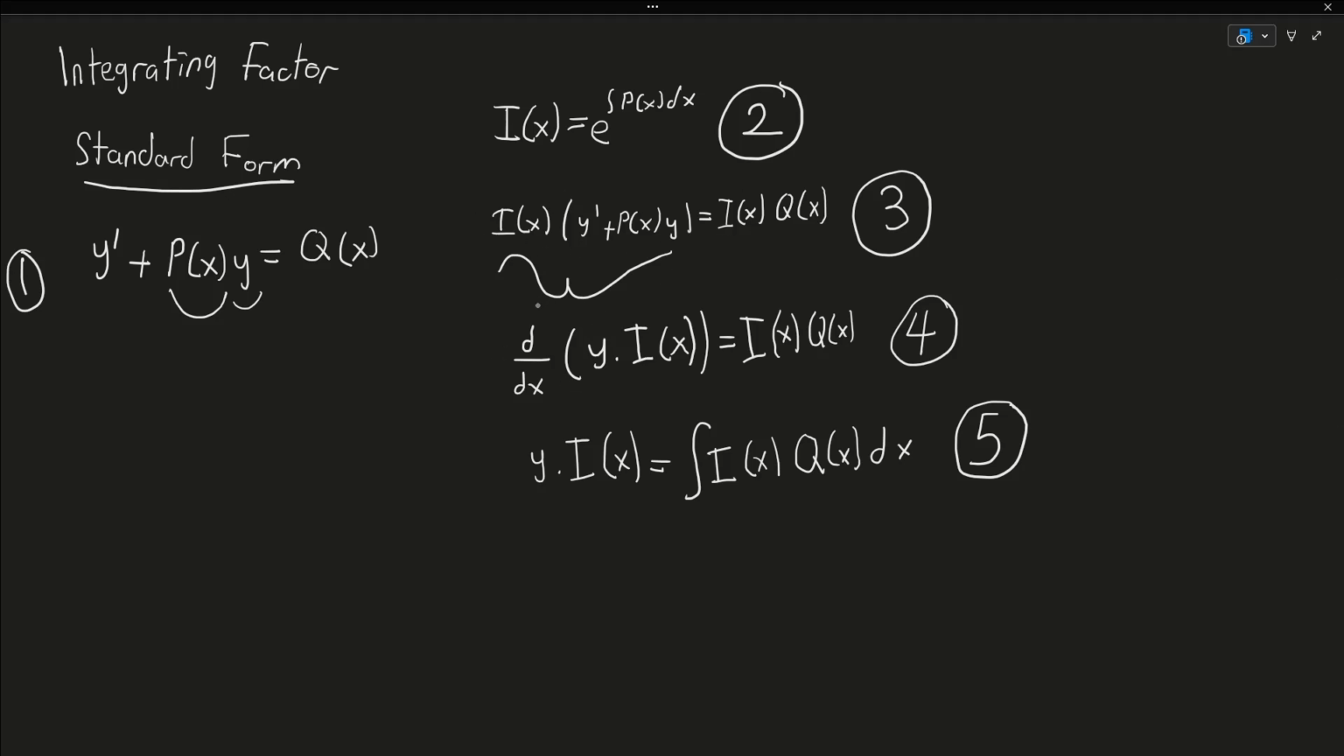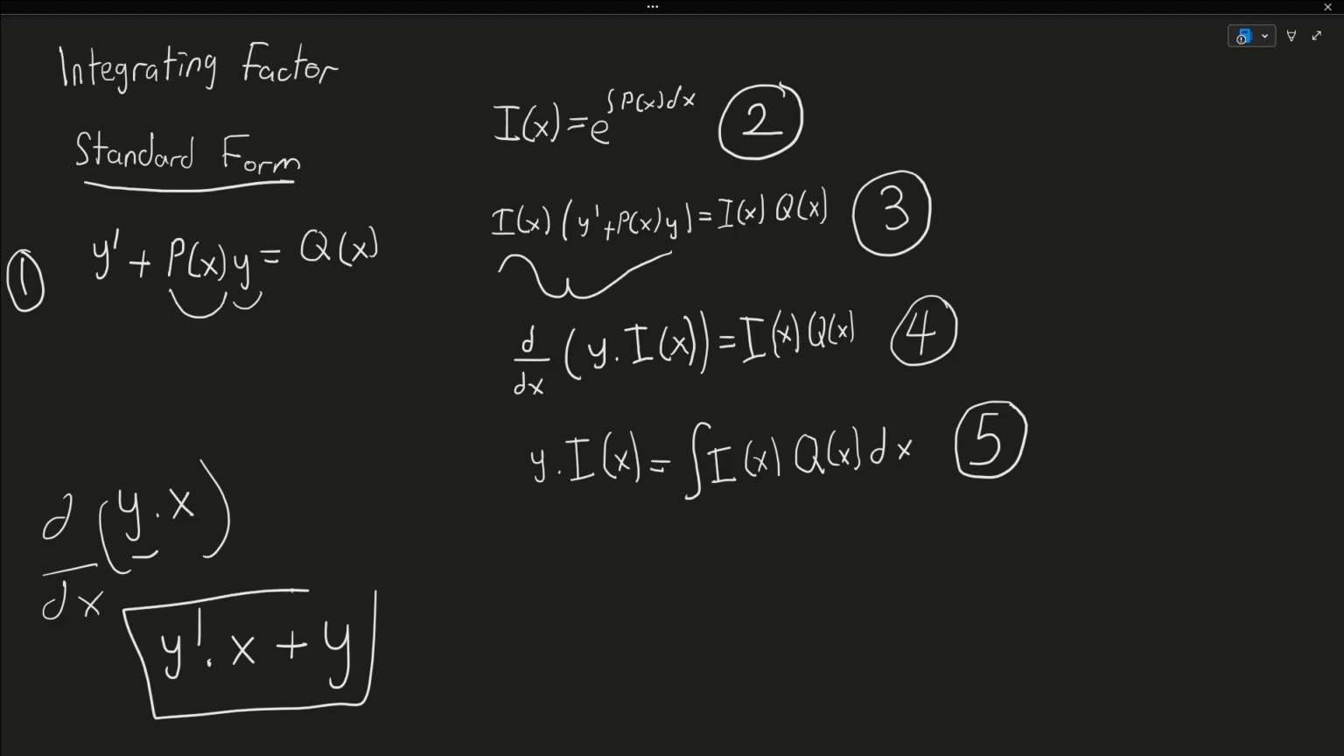Then something very interesting happens over here. I hope you remember the product rule. Product rule is when you have, let's say, y times x, and you want to take the derivative of y times x. We will be doing implicit differentiation, with the differentiation with respect to x. So we have y prime times x plus, the derivative of x being 1, y times 1, which is the derivative of y times x.